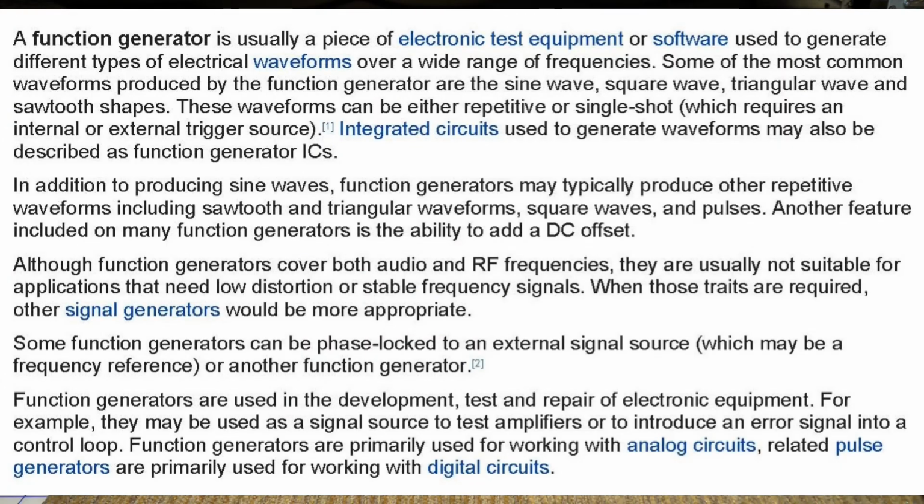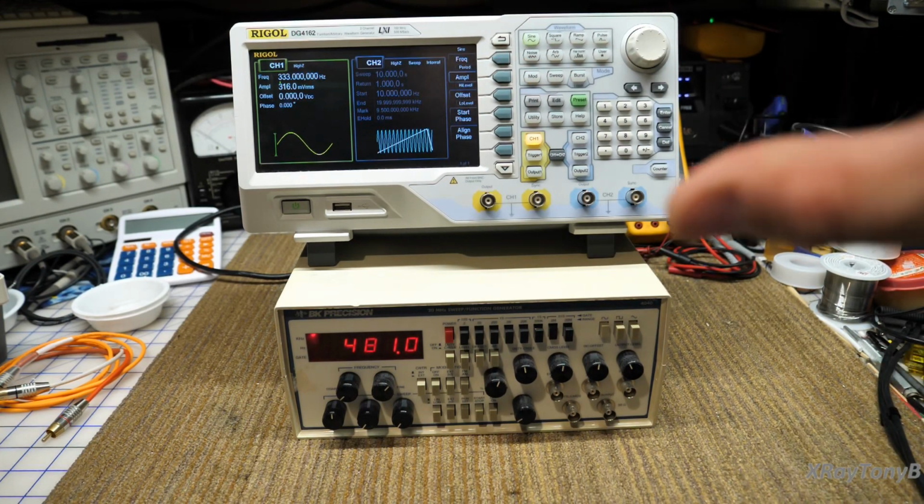Let me stop this. The reason these are called function generators is because they actually can output different mathematical function waveforms. So for instance, a sinusoidal waveform, a square waveform, a ramp, pulse, you can see all that. And some of them can even do what's called an arbitrary waveform, which is basically any waveform you can think of to make up.